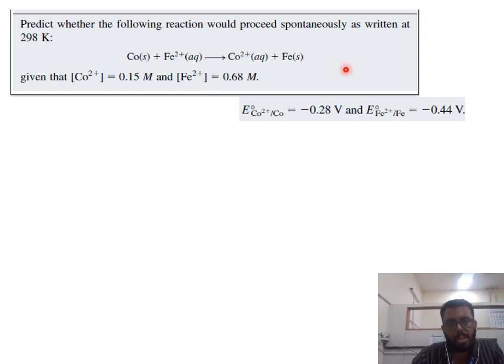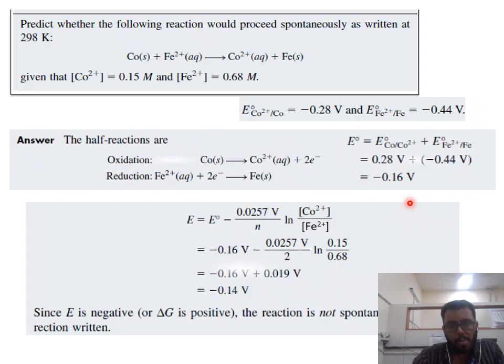If the reaction is given, you can calculate the standard EMF. If you are calculating minus 0.44, you can apply delta G is equal to minus nFE, and based on that you can also say whether it is spontaneous or not. The half cell reactions you can write for anode and cathode, and this value is minus 0.14. When E is negative, or delta G is positive, the reaction is non-spontaneous.